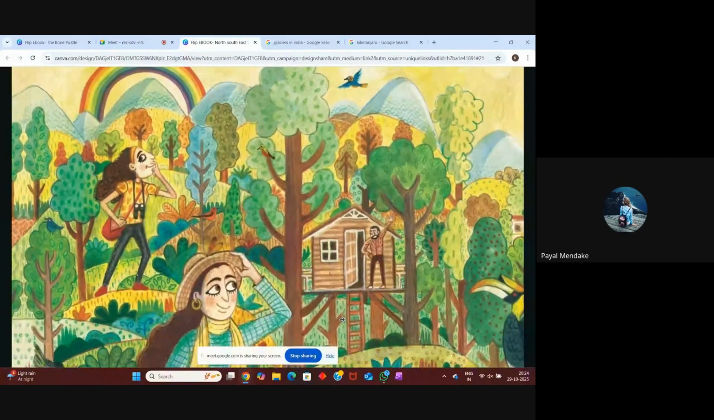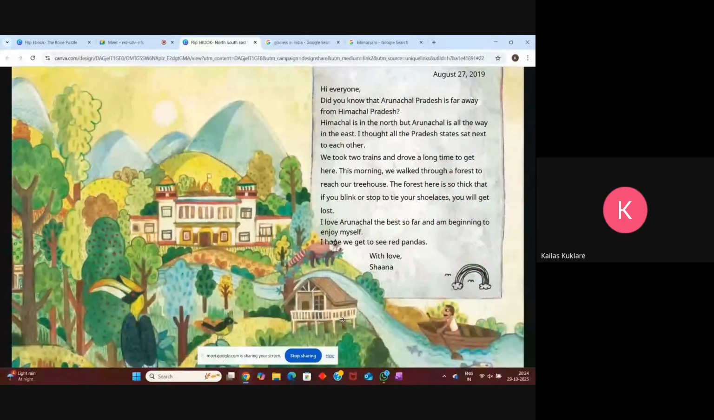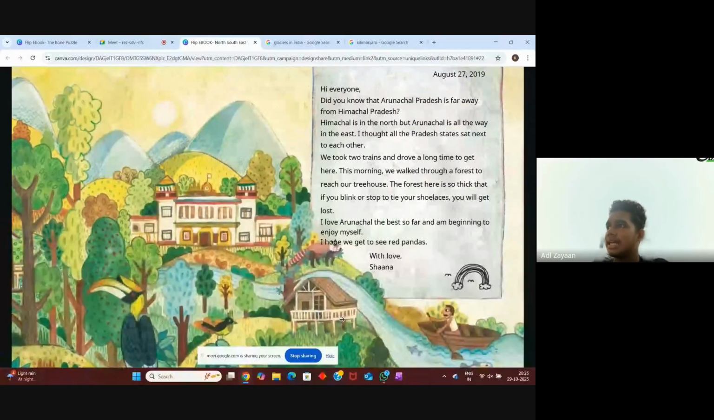Tree house. Near the tree house. Correct. Very good. The bird is sitting on the tree. So now it is August 27th.